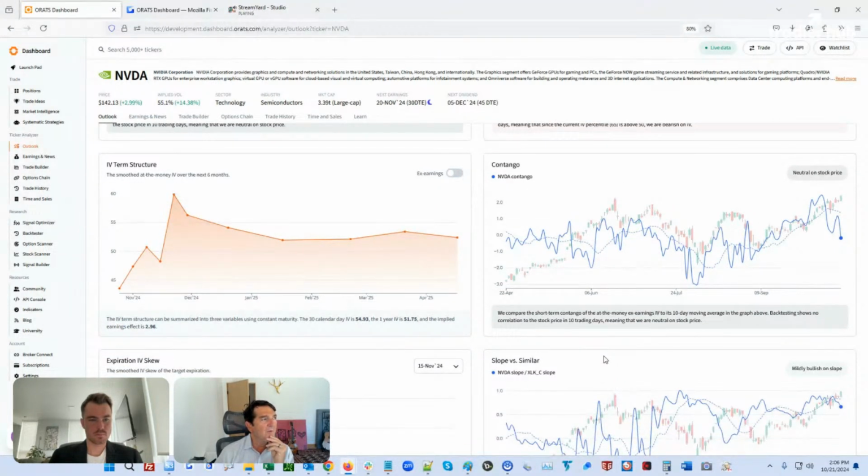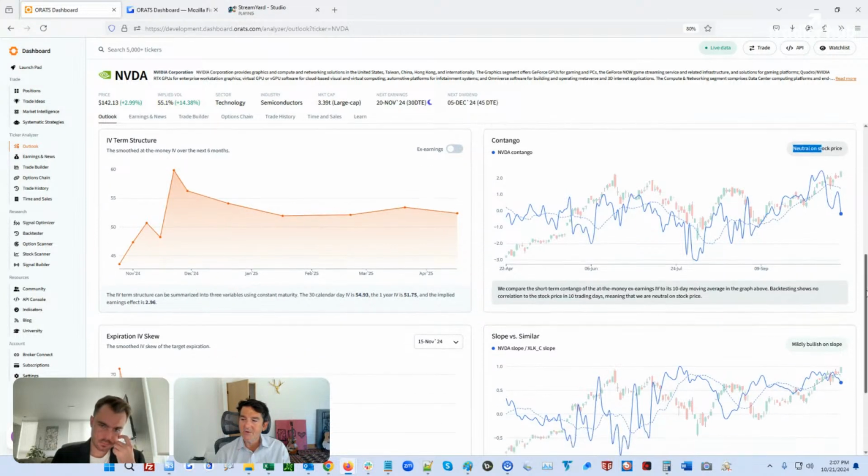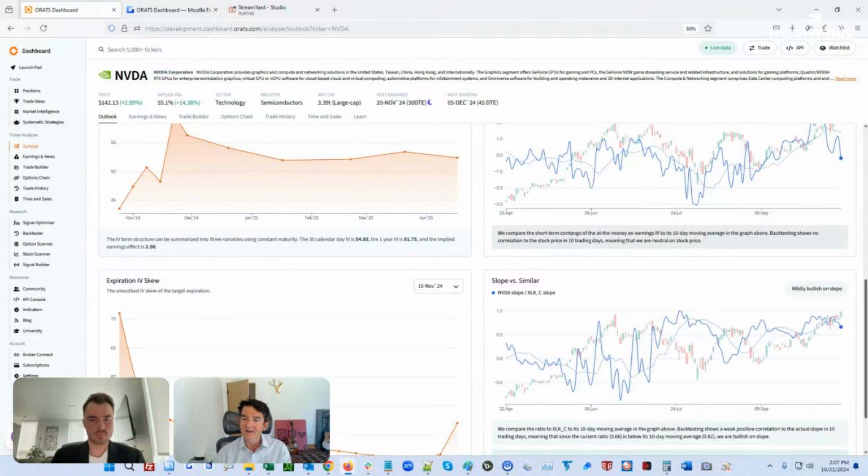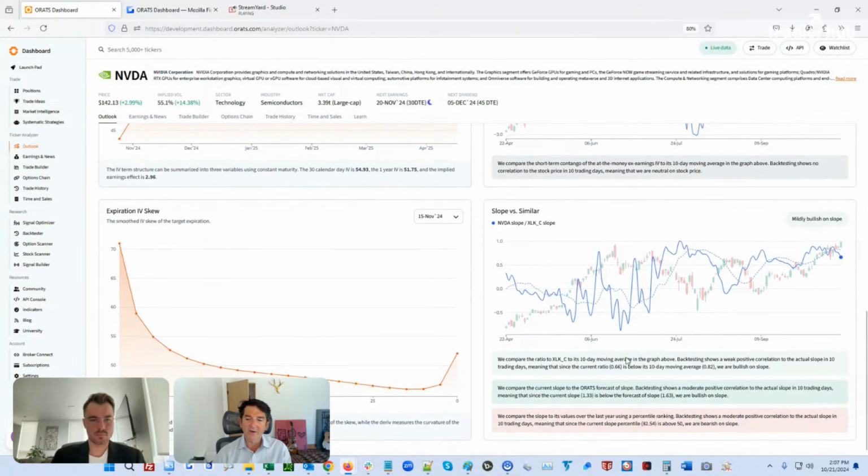For Contango over the ETFs and market-wide indexes, I would say that when you have high Contango, that's usually good, and low Contango, when it goes negative into backwardation, that's bad. And you're seeing this a little bit in Nvidia. Interesting, that's given up a bit. We say neutral on stock price, but it might start to be interesting that Nvidia's Contango is going down, which is not usually good for prices.